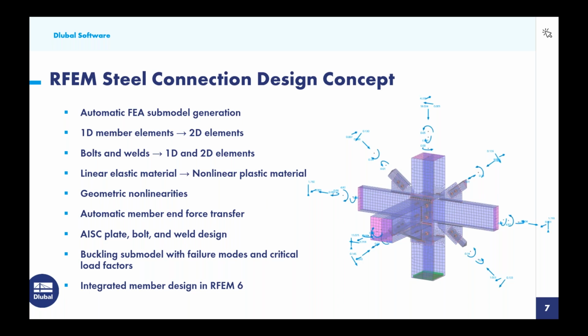Now we are getting full design according to the AISC for our plate, bolt, and welds. We'll see this in the design results within our example. As mentioned too, we create a separate submodel for the buckling analysis. What this is going to tell us is the various buckling failure modes that we can graphically see, as well as the critical load factors shown in table format. And finally, obviously a big benefit here is the integrated member design all within one file.